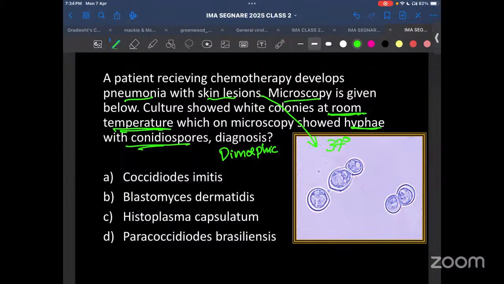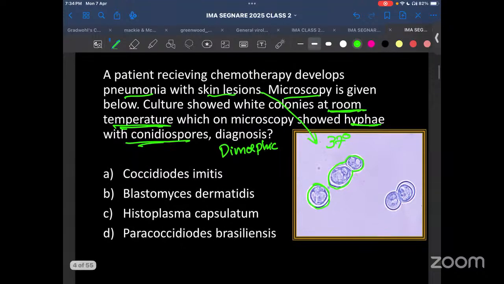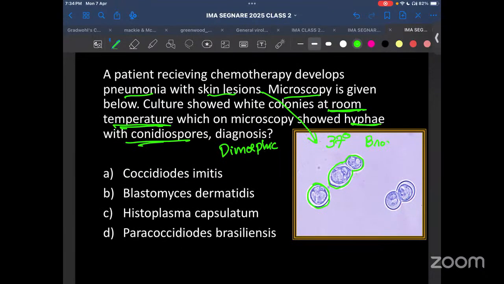So what is it? This is actually the yeast form. Now, what type of yeast is this? This is budding yeast. You can see the mother cell and the daughter cell here. But look at the type of budding here. This is known as broad-based budding. See the broad-based budding.